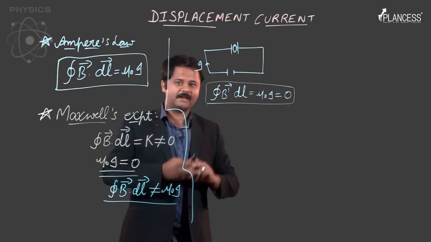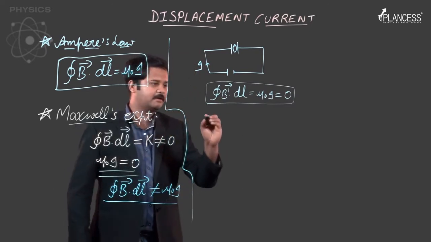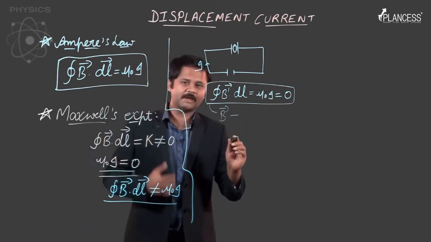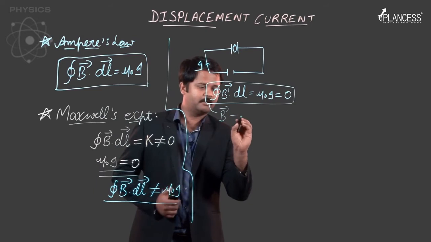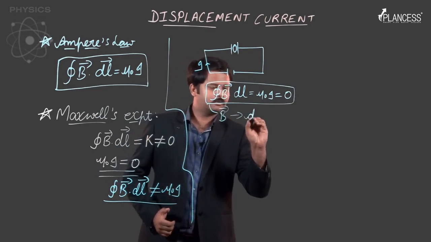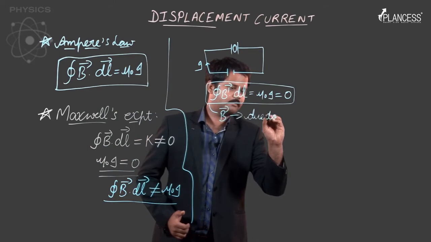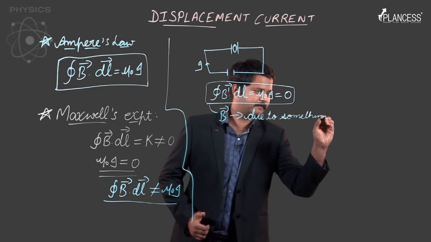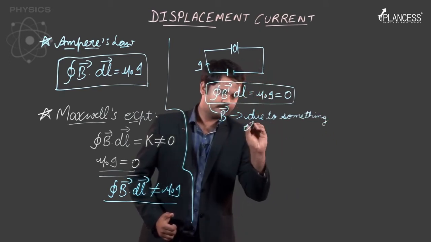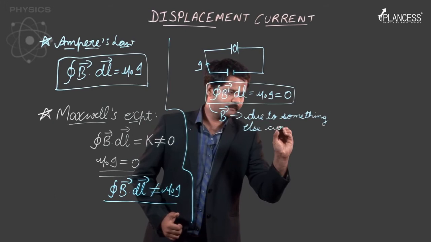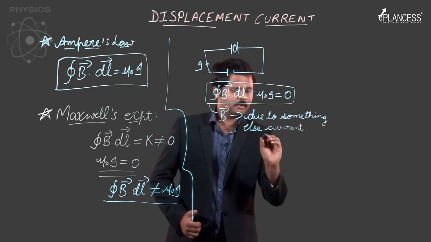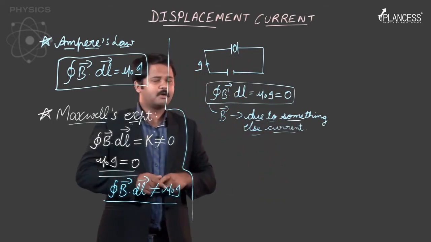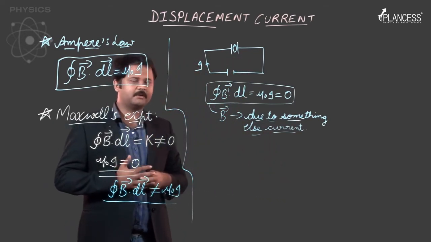So the key insight that he derived out of this thought was that the magnetic field B that is produced in this loop must be due to something other than the current that can be flowing here. B is due to something else, not current. Then what he did was he started noting special things about this circuit. What else could be the cause of this magnetic field?